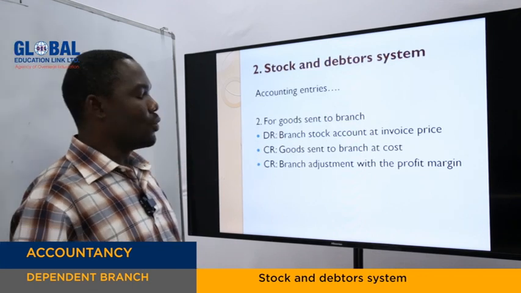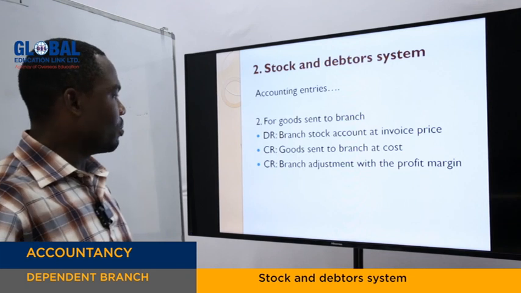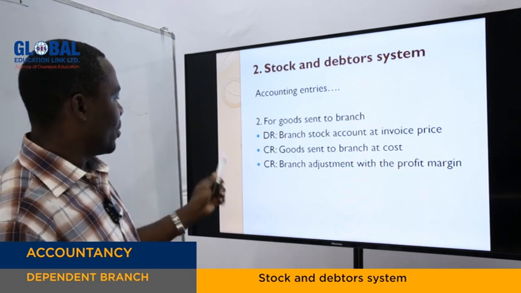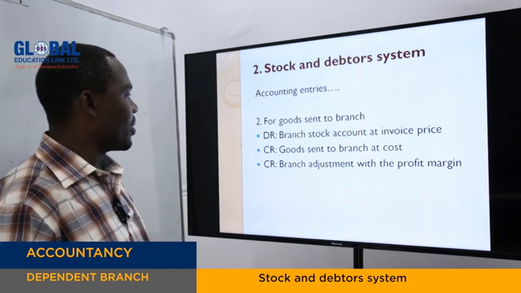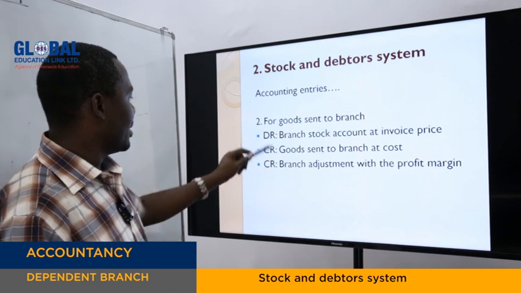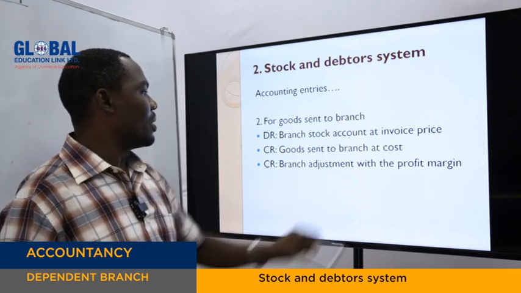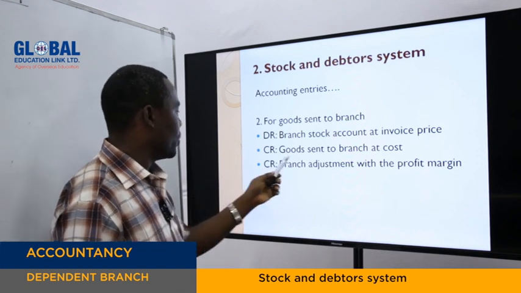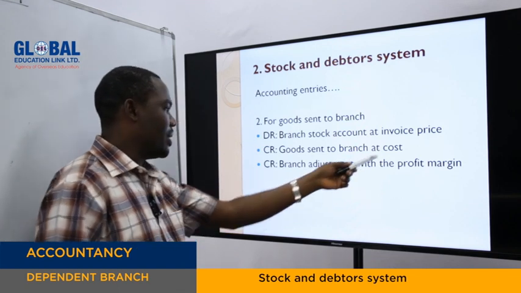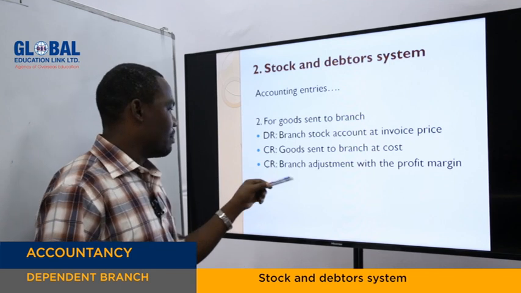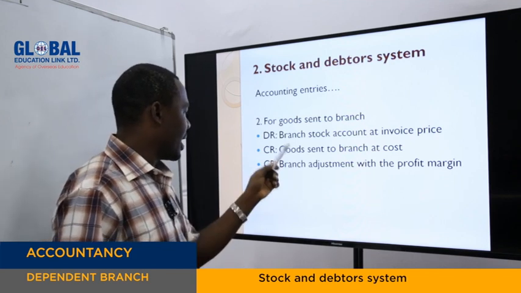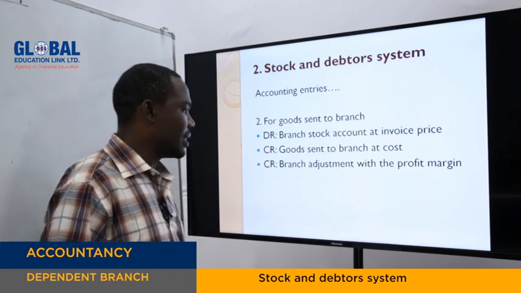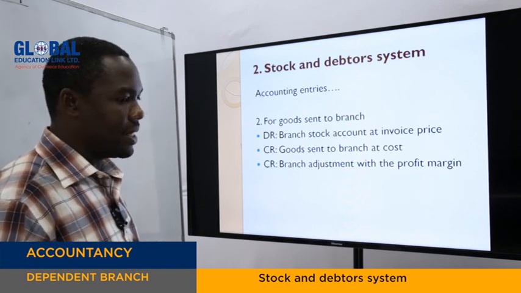For goods sent to branch, when the head office sends goods to the branch, because the branch stock account is recorded at invoice price, we debit the branch stock account with the invoice price. So the double entry will be to goods sent to branch, which will be at cost, and the other entry will be to branch adjustment with the profit margin.